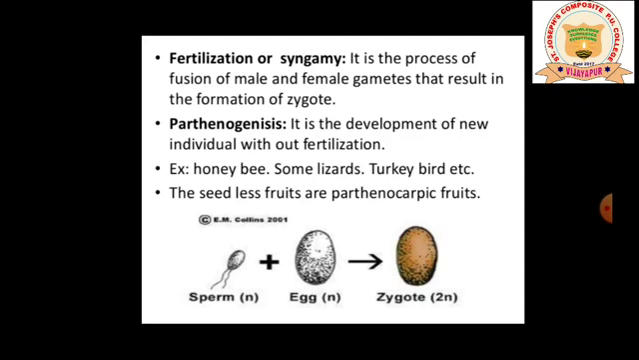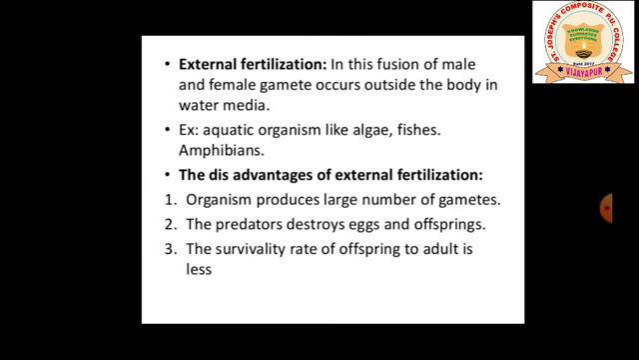So the examples you should remember, because it will fall under a 1 mark question. They may ask you what is parthenogenesis with examples, or they may ask you parthenocarpic with examples. So please do remember the definition along with the examples. Now there are two types of fertilization which we see in organisms, that is internal fertilization and external fertilization.